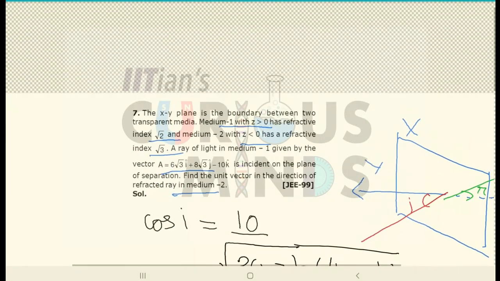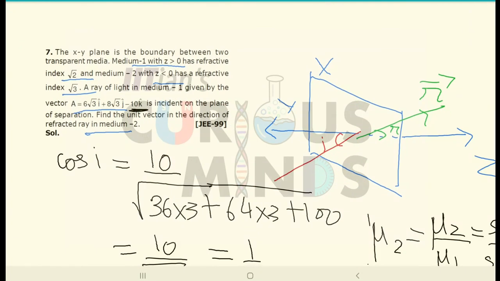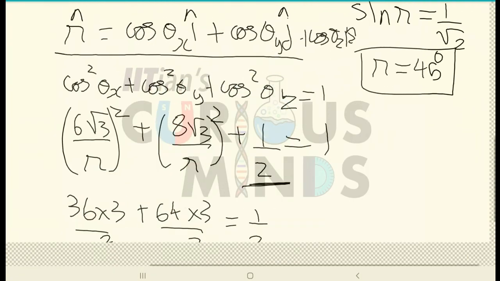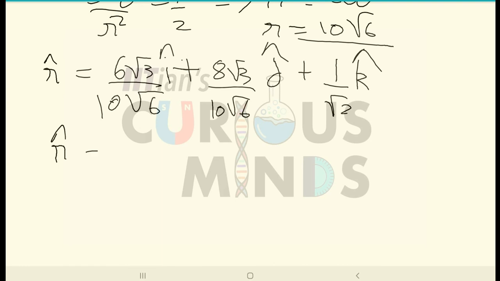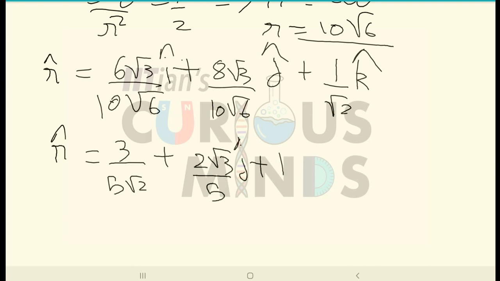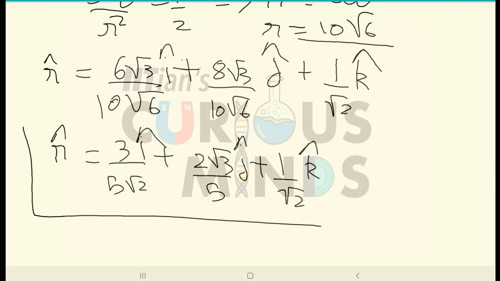If you consider here, the incident ray is on the left hand side of the normal, so the refracted ray will be on the opposite side of the normal by the law of reflection and refraction. So the unit vector will be 3 by 5 root 2 i cap plus 4 by 5, or 2 root 2 divided by 5, j cap, and with the k cap it is 1 by root 2 k cap. This will be the unit vector of the refracted ray.